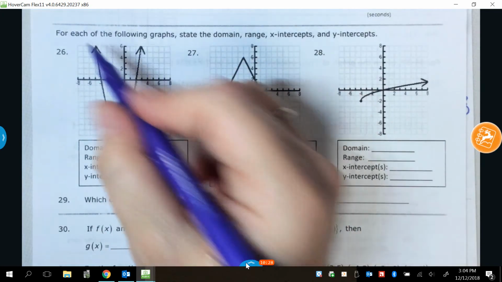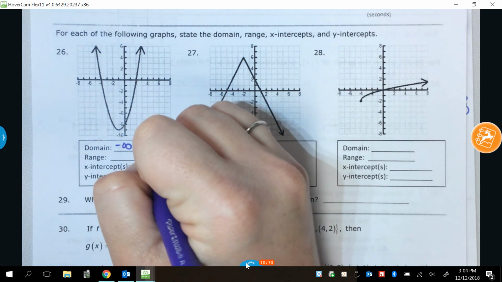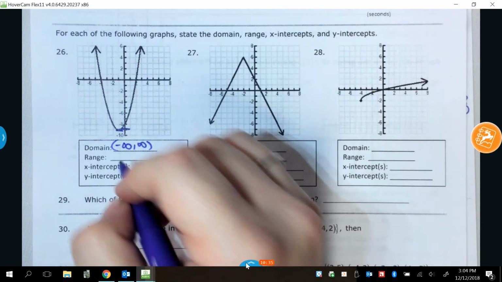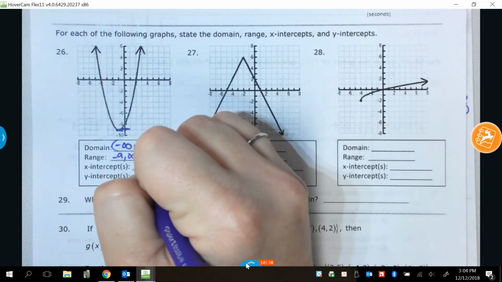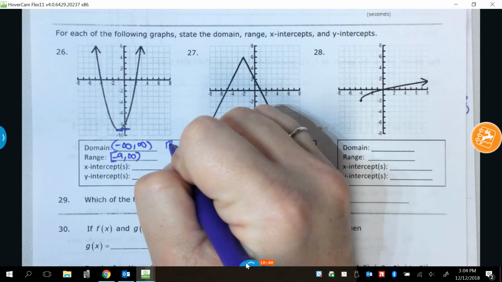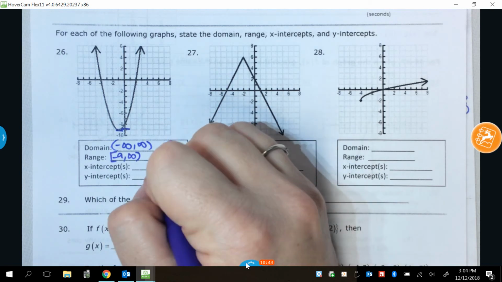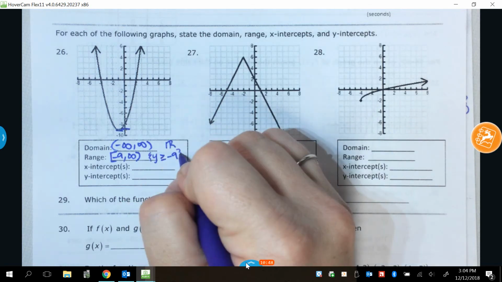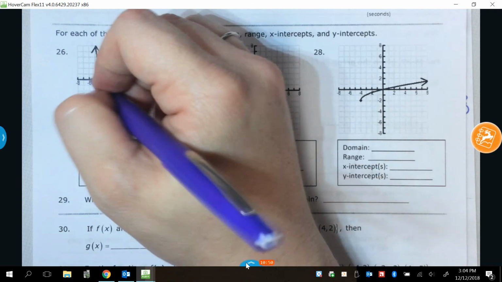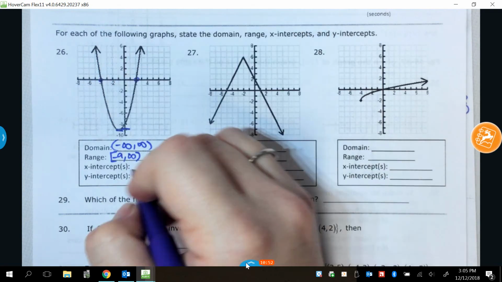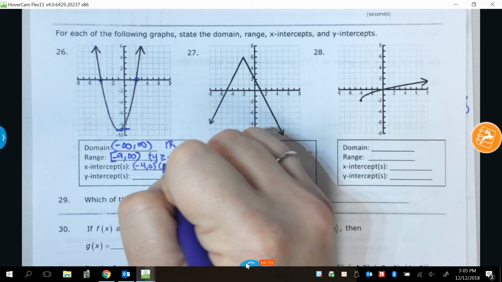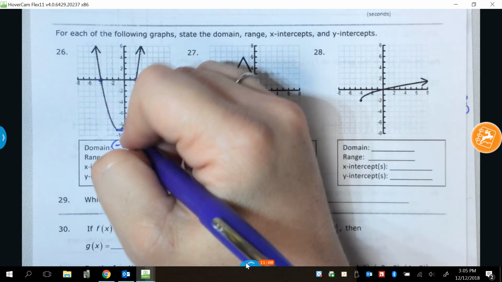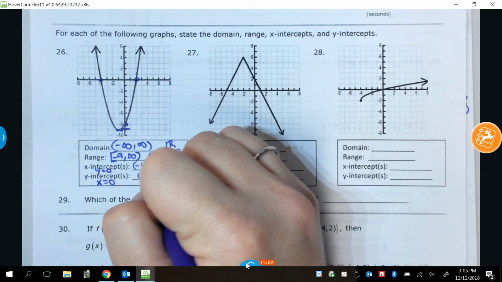26. This is never going to quit getting wider, so my domain is negative infinity to infinity. My range is my height. It goes down here at negative 9 all the way up forever. Okay, remember this could also be all real, and this could also be y is greater than or equal to negative 9. Okay, x-intercepts are where it touches the x-axis, negative 4 and 2. Remember, x-intercepts are where y equals 0, y-intercepts are where x equals 0. My y-intercept is here at negative 8, so 0, negative 8.